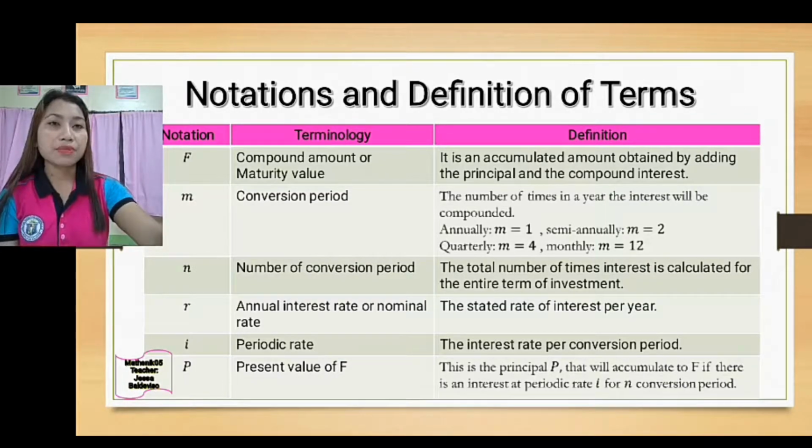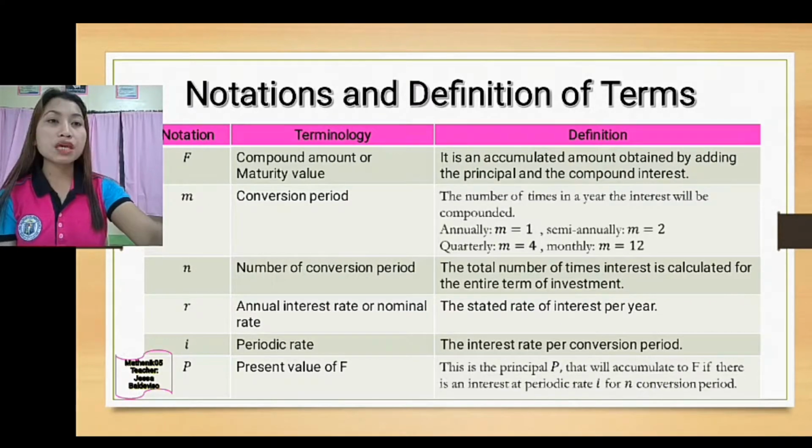Second, m. It is the conversion period, the number of times in a year the interest will be compounded. Conversion period has 4 types: annually, semi-annually, quarterly, and monthly. Annually, m equals 1. Semi-annually, m equals 2. Quarterly, m equals 4. Monthly, m equals 12. So remember those 4.